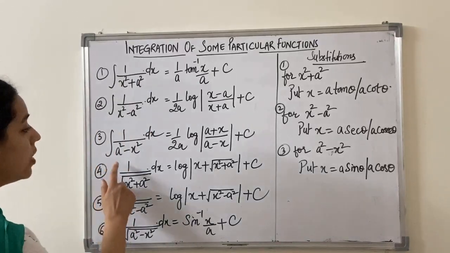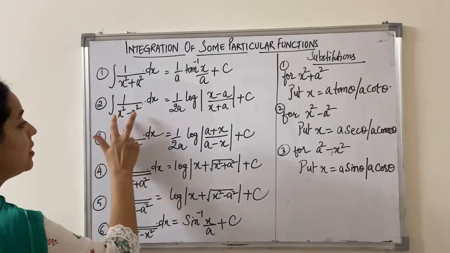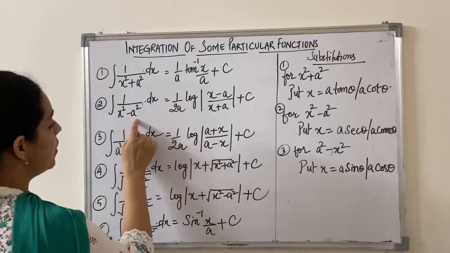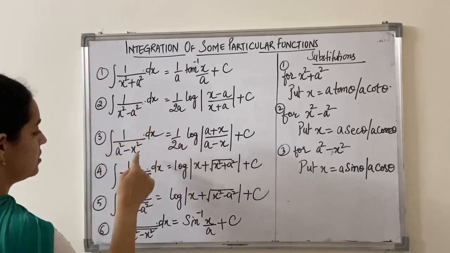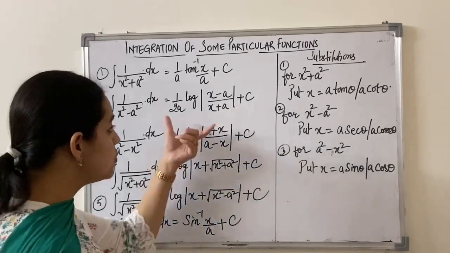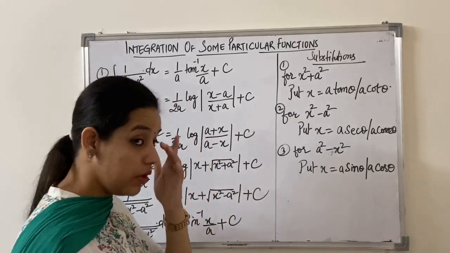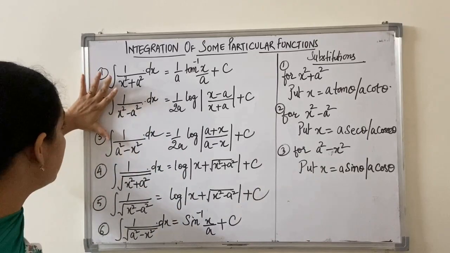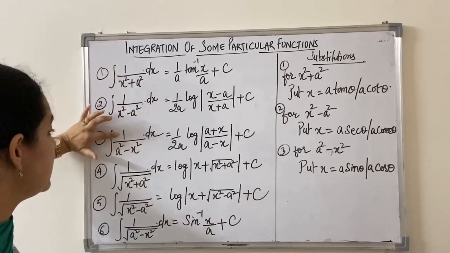And likewise the third one you can observe, 1 upon a square minus x square, which is similar to the second one, but the difference is here the a square term is negative and here it is positive. Here x square was positive and here it is negative. It has a completely different answer from this one. So its answer is 1 upon 2a log of mod of (a plus x) upon (a minus x) plus the constant c.